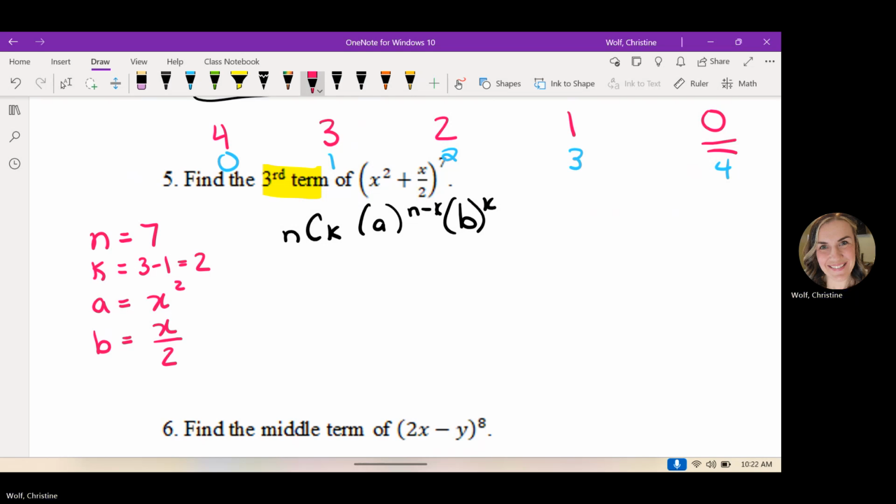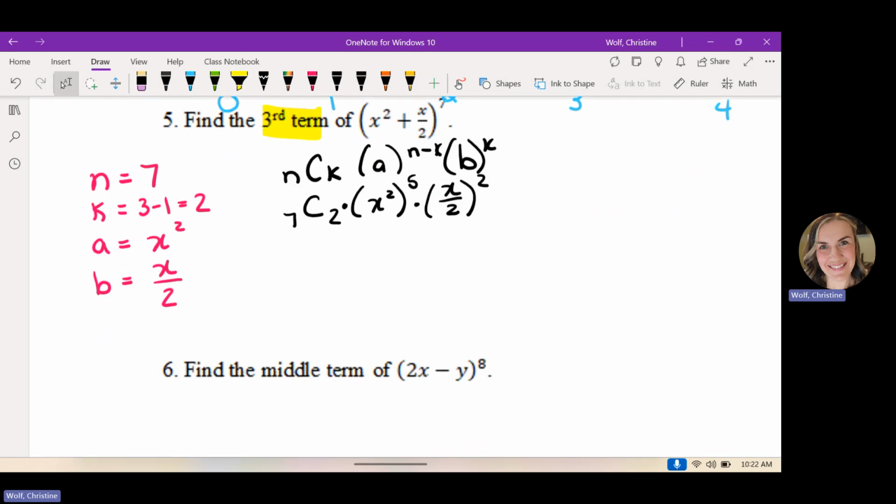Okay. So now, let's just plug in what we know. So n, 7, k, 2, a, x squared to the power of n minus k. I'll do that in my head. 7 minus 2 is 5. B, x over 2 to the power of k. So it's squared. And now the skill here comes from figuring that out. So you choose on your calculator 7C2. You should get an answer for that of 21.